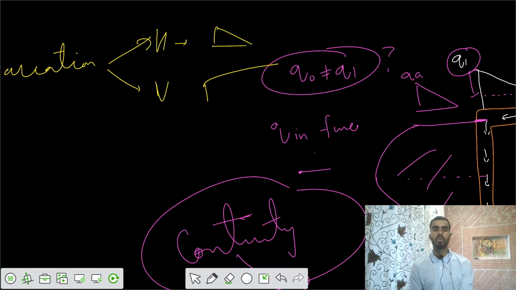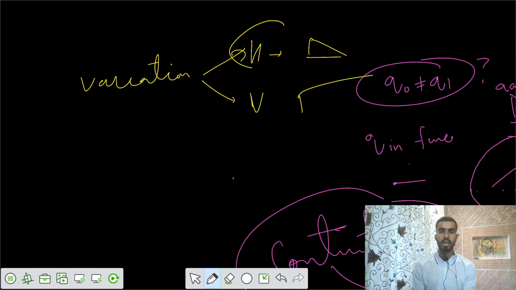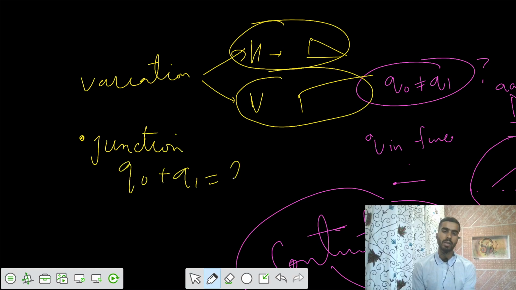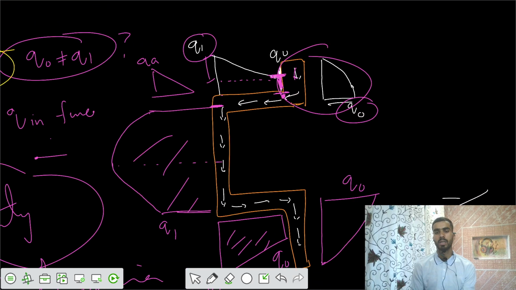If you use these three tools, that in the horizontal you have linear variation, in the vertical you have parabolic variation, and at the junction you have to ensure continuity. At the junction you have to ensure continuity.